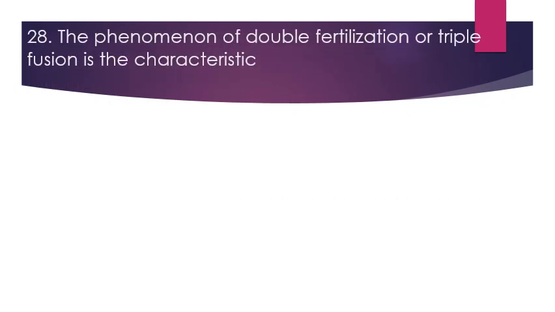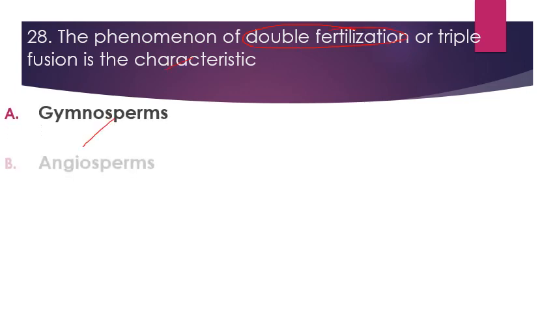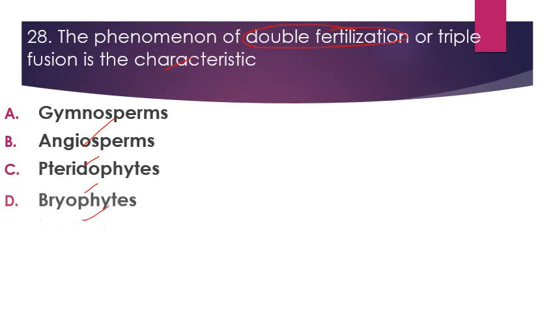Next question is, the phenomenon of double fertilization or triple fusion is the characteristic feature of which group of plant? Our options are gymnosperms, angiosperms, pteridophytes, or bryophytes. So the right answer is angiosperm.